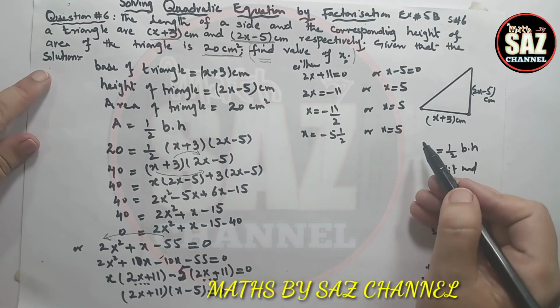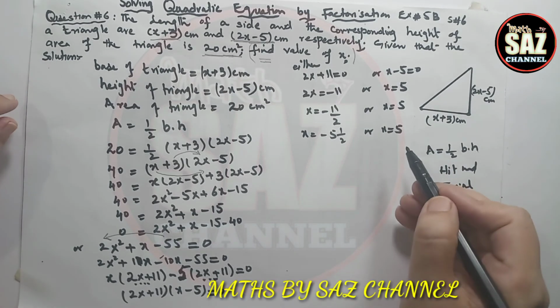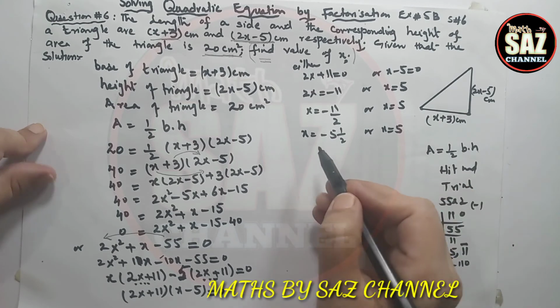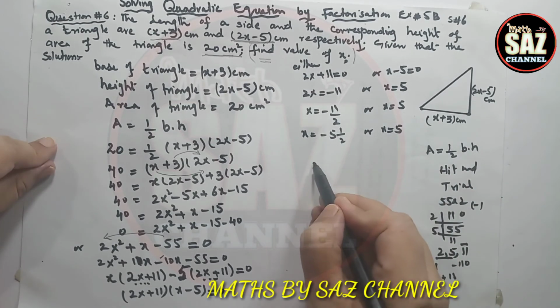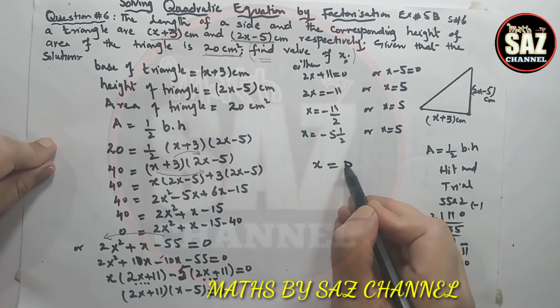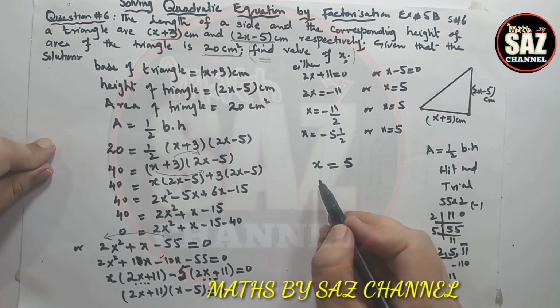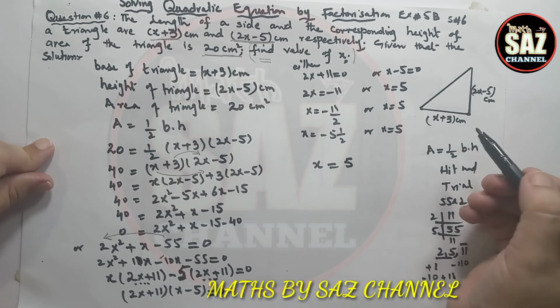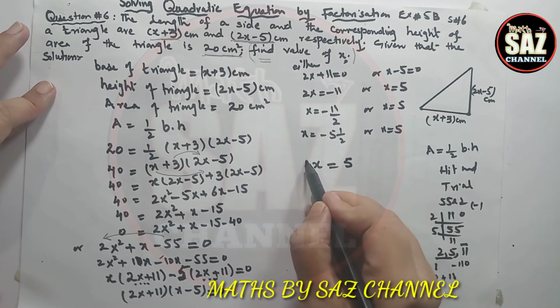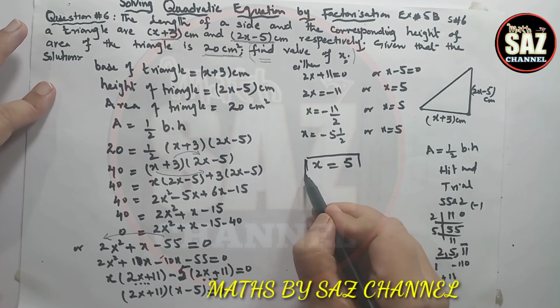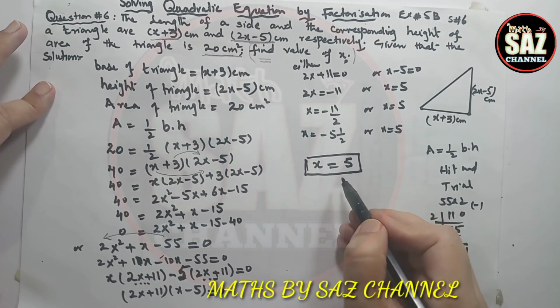As the question is about the geometrical figure, as the question is about the length, and length can never be negative, so the accepted answer will be x equals to 5. We just have to find the value of x, so this will be our required answer. I hope you have understood today's lesson.